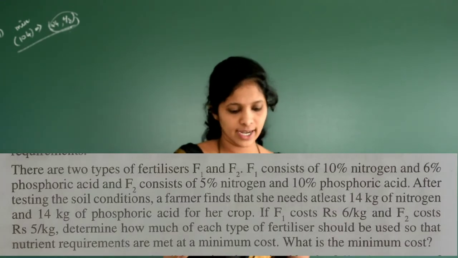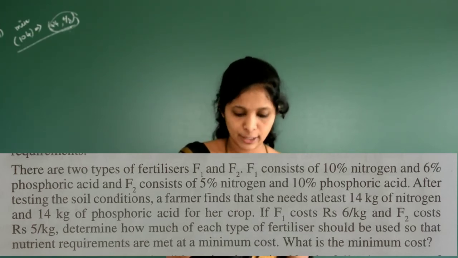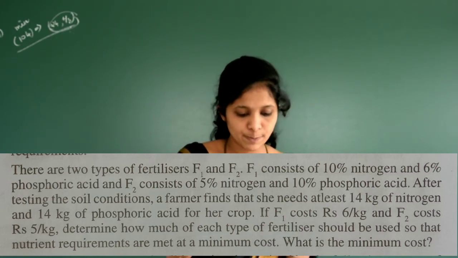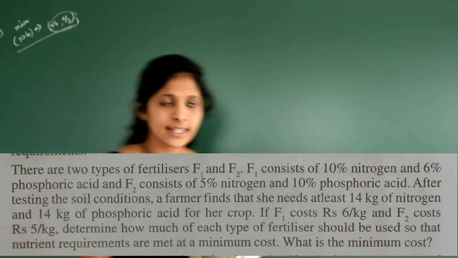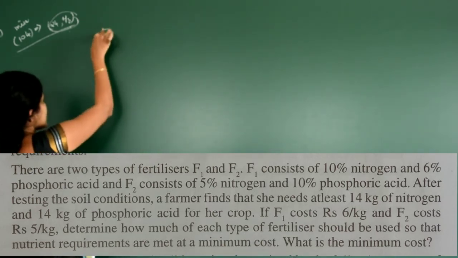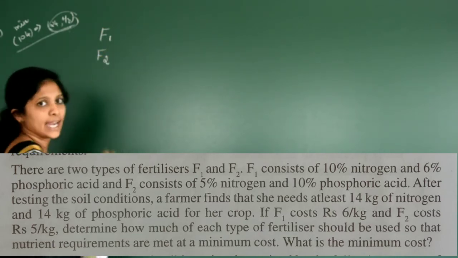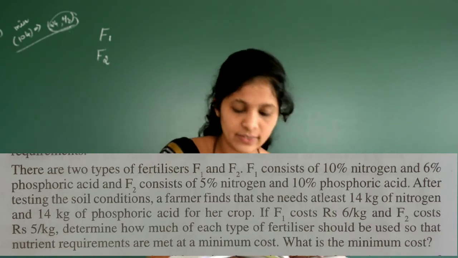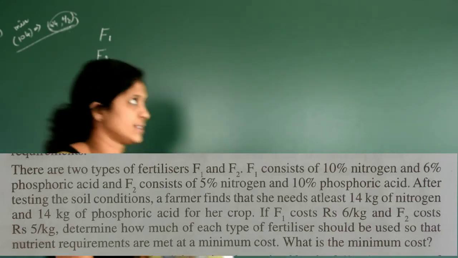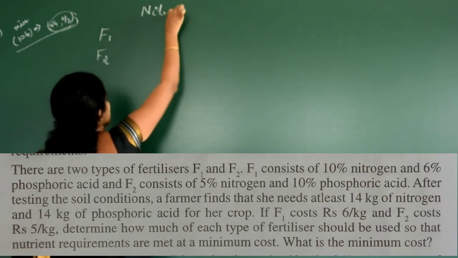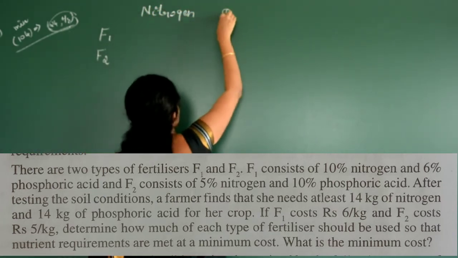See, here it is given that there are 2 types of fertilizers, F1 and F2. F1 consists of 10% nitrogen and 6% phosphoric acid. Two types of fertilizers are there, right? Let us consider the first fertilizer as F1 and the second fertilizer as F2, and what are the two acids given? Nitrogen and phosphoric acid. So we will write here, this is nitrogen and another one is phosphoric acid.